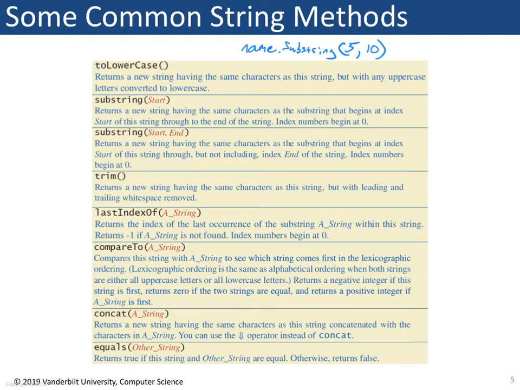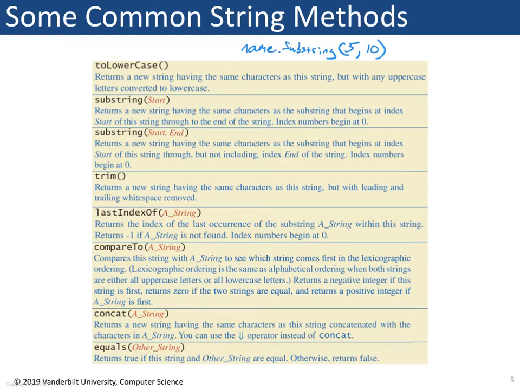A lot of times, if you're reading in a file, then you might wind up with having leading or trailing white space, so a bunch of spaces at the beginning of a string. Well, the trim method provides an easy way to return a string having removed all leading and trailing white space. Last index of is a way to find out what the last index of a string is.